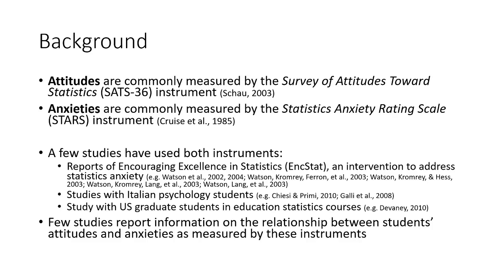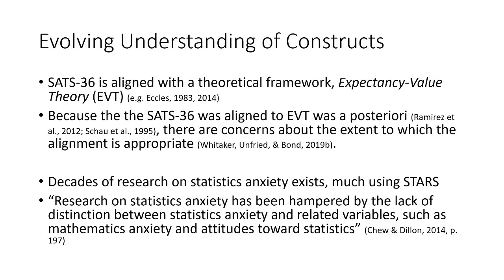There's research on attitudes that primarily uses the SATS 36 instrument, and there's research on anxieties that primarily uses the Statistics Anxiety Rating Scale, the STARS. Now, a few studies have used both instruments because they want to study both attitudes and anxieties, but very few studies report any information about the relationship between students' attitudes and anxieties as measured by these instruments. So we're not getting information about, say, the correlations between these constructs and these scales reported in the literature.